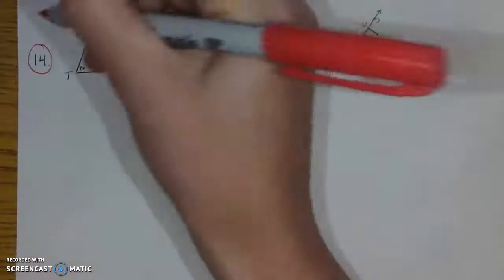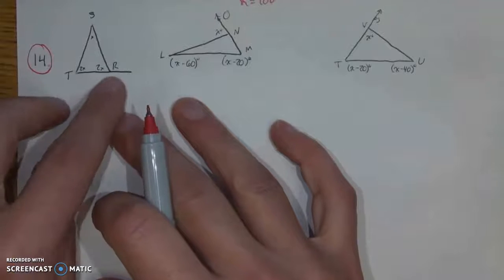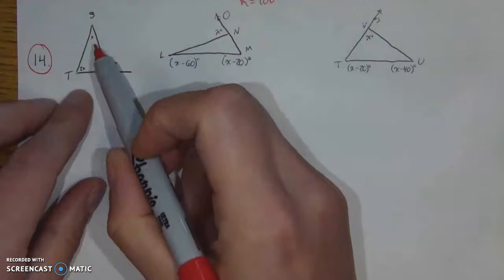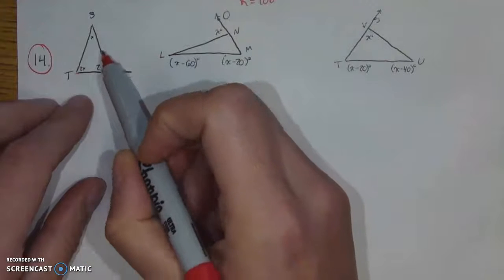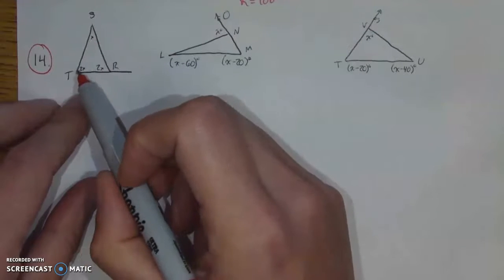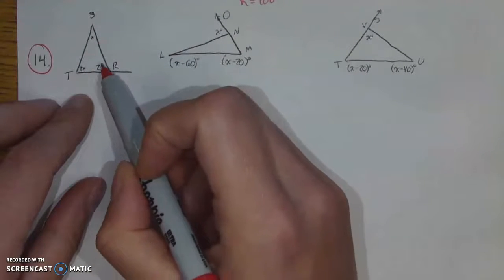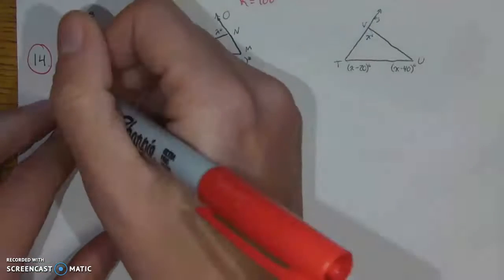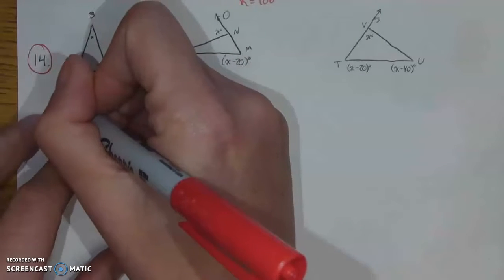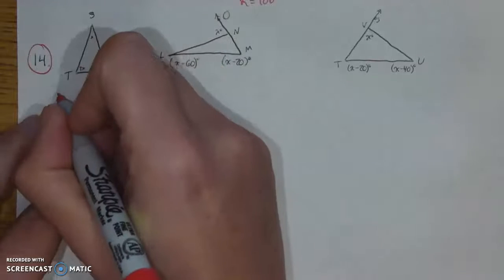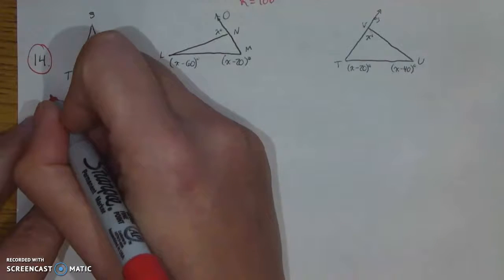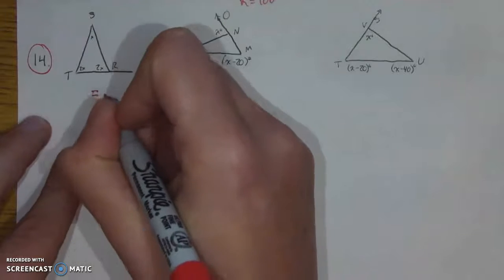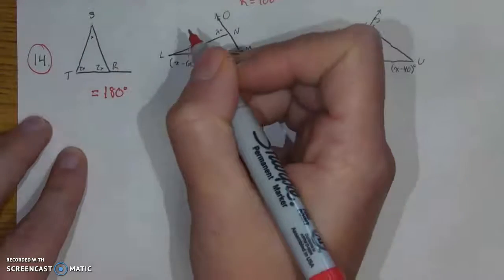For our next one, number 14, I'm going to kind of start with the same process, but this time I'm going to look at what measures are given to me and realize that, hey, I don't have any actual measures, but what I do have are three angles given inside of a triangle. And as soon as I see that, that means that I can use the formula for the sum of the interior angles of a triangle. And that tells me that T plus R plus S is going to equal 180 degrees.